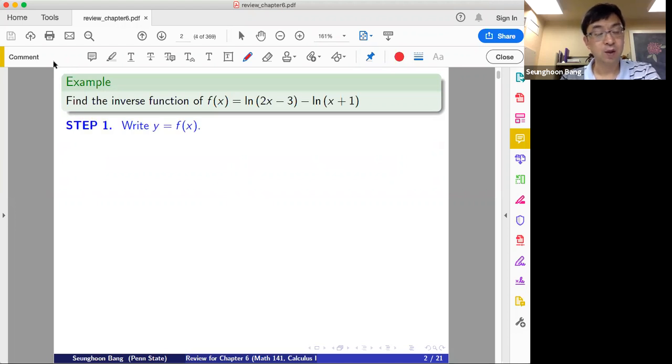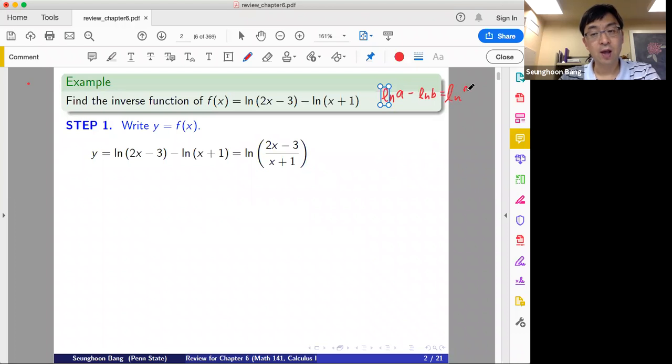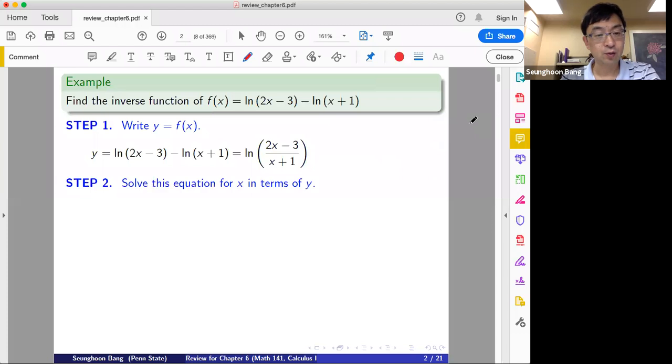Step 1, write y equals f of x. So like this, y equals ln of 2x minus 3 minus ln of x plus 1. You have to simplify. We can use this rule: ln of a minus ln of b equals ln of a over b. You can change it like this. Step 2, solve this equation for x in terms of y.